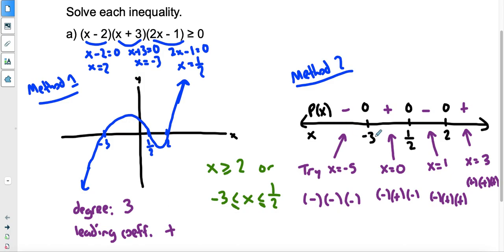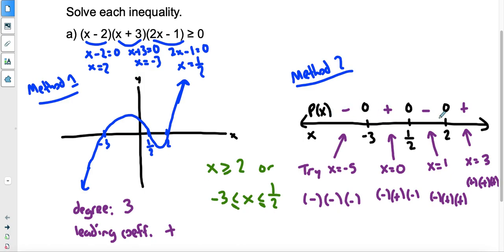And we can see the same thing from the sign line as well. We can see, in which regions is my polynomial going to be positive? And in which regions is it going to be negative? And we can use the sign line to figure out what the solution to this inequality is.